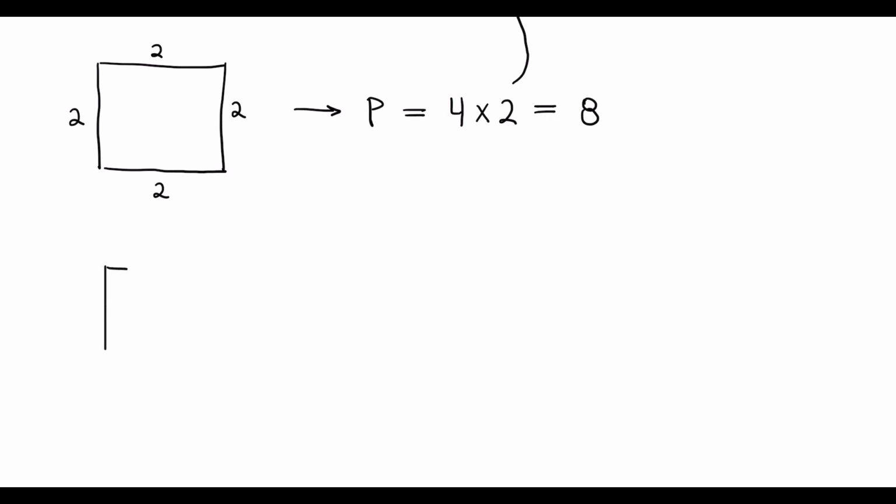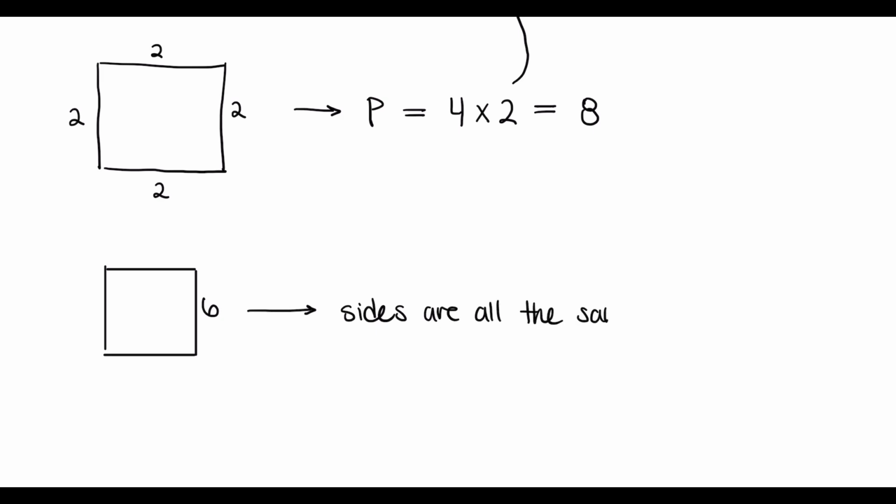Let's look at another example. Sometimes you might be given a square, and all you are told is this is 6. Remember, the sides of a square are all the same. So you only need to receive one side from a square in order to know the value of all the other sides. So all we need to do is say perimeter equals 4 times 6, which in this case is 24.